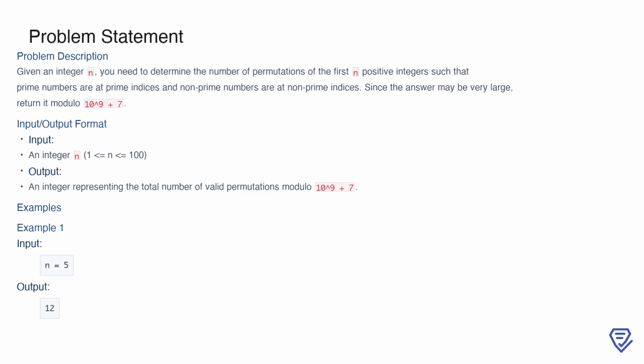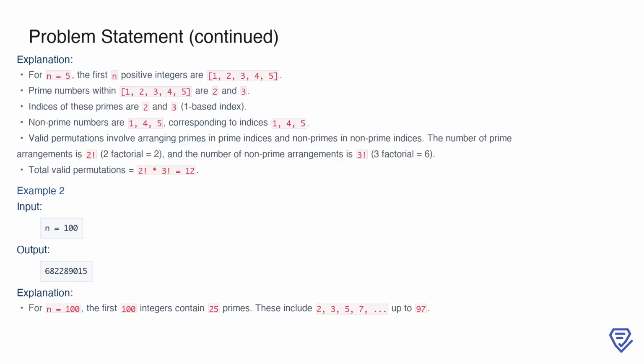For example, if n is 5, the answer is 12. This is one of the examples we will explore further to understand the reasoning and calculations behind it. To explain the example where n equals 5, the first 5 positive integers are 1, 2, 3, 4, 5. Among these, the prime numbers are 2 and 3. Their corresponding indices, based on a 1-based index system, are positions 2 and 3. The non-prime numbers are 1, 4, and 5, which correspond to indices 1, 4, and 5.